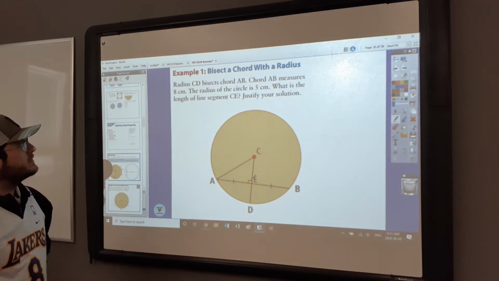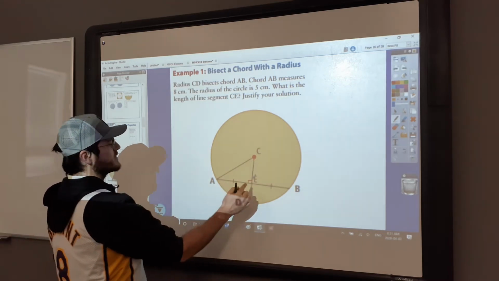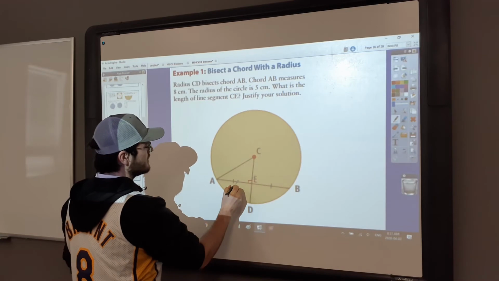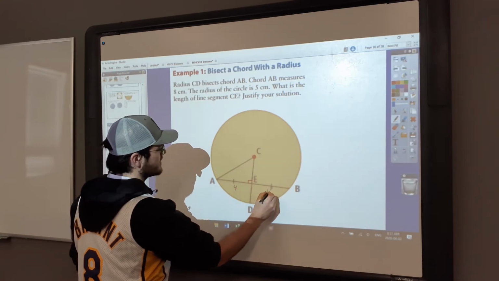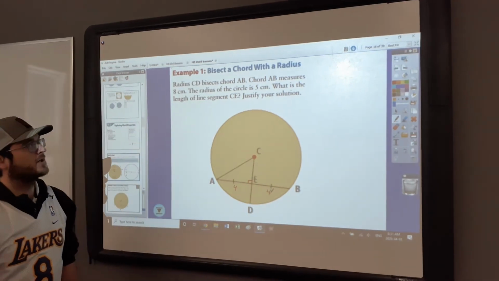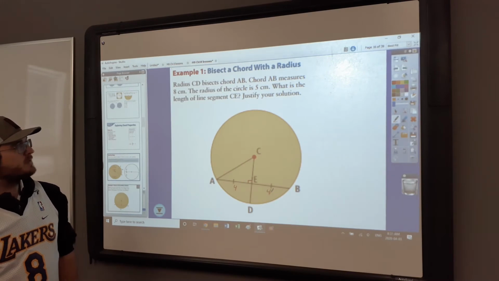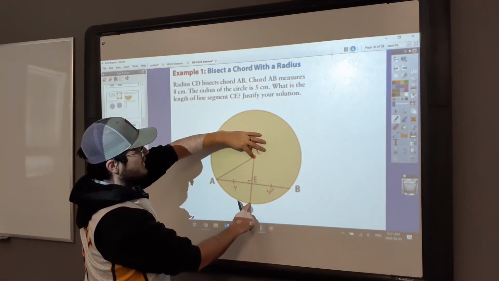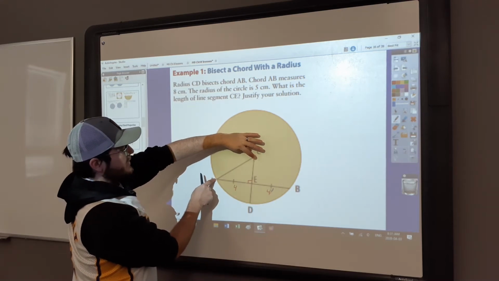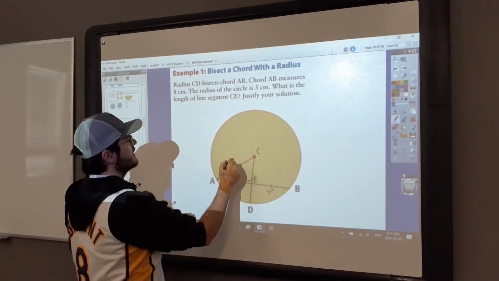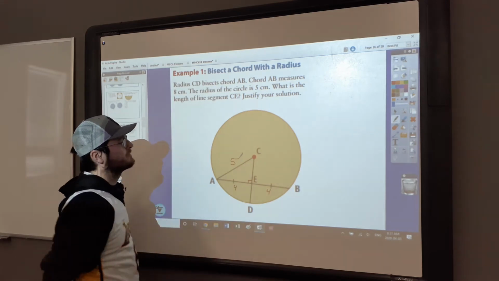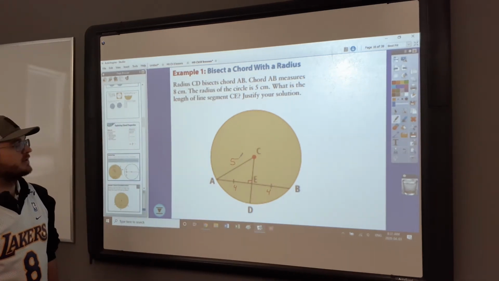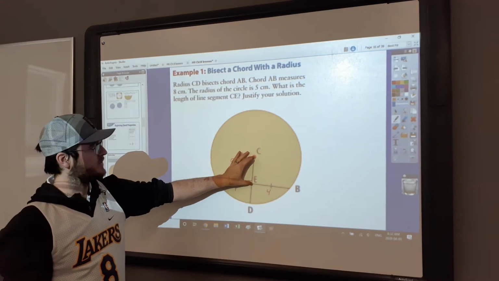Chord AB measures 8. So if from here to here is 8, this has to be 4 and this has to be 4, because it bisects it, it cuts it in half. And the radius of the circle is 5. So this is 5 from here to here, but this is also the radius from here to here. Anywhere from the middle to the outside is also 5. What's the length of CE? So from C to E.